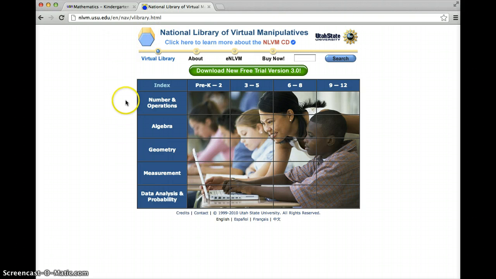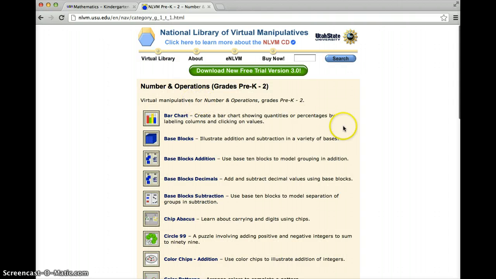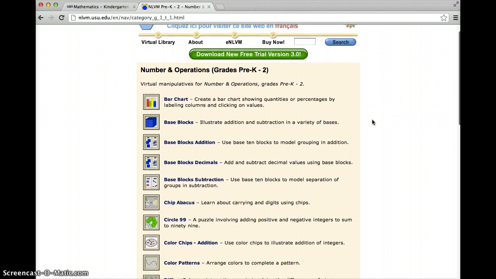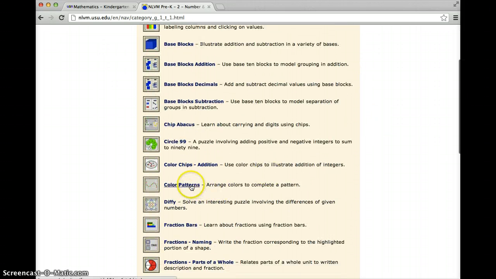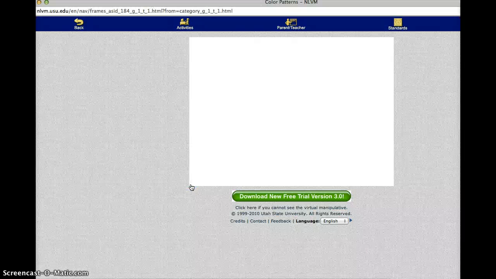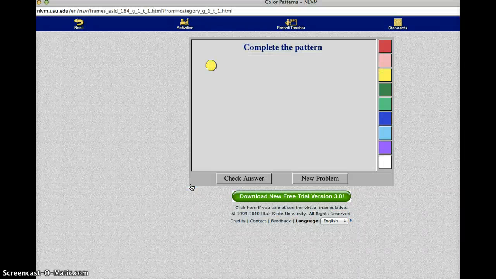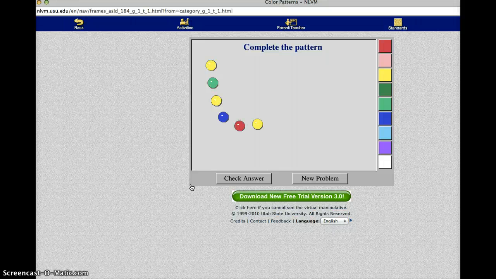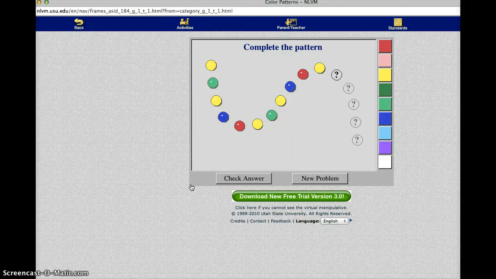And so since we're teaching kindergarten and it's under the number and operations, that's the box that you would choose. And the activity that would go well with teaching that standard of patterns is color patterns. And so this activity provides a pattern for the students, and they get to look at the pattern, figure it out, and then complete the rest of the pattern.